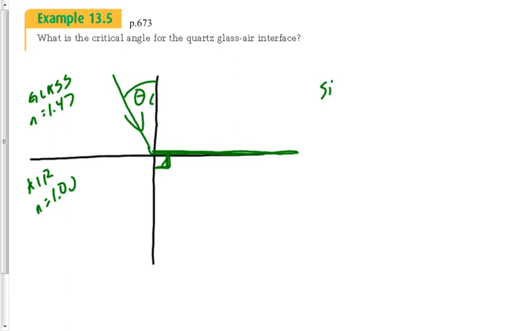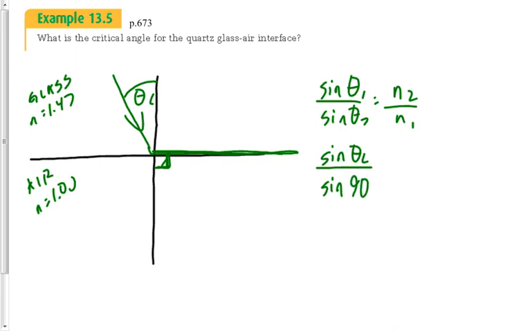Let's set that up now. Sine theta 1 over sine theta 2 equals N2 over N1. We're going to change sine theta 1 to sine theta C, the critical angle, over sine 90. Make sense? Equals N2 over N1. N2 will be 1.00, N1 will be 1.47. What's sine 90? 1. In fact, if you want to, you don't even have to write that in, because when you're solving for the critical angle, that bottom number is always 1. Always. Let's solve for theta c here.